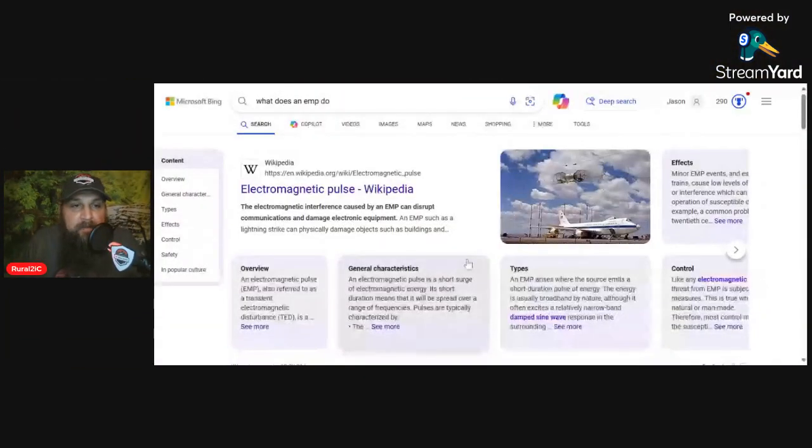Now, in case you are wondering what in the world all of this is, a CME is basically an EMP, but in more of a natural sort of way. So an EMP is an electromagnetic interference, which is caused by an EMP. That can be a disruption in communications and damage different electrical equipment. Now, that right there is what an EMP is.